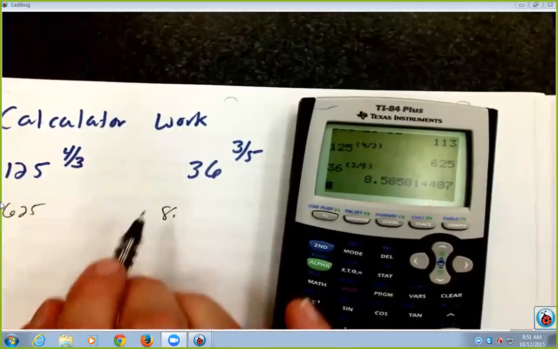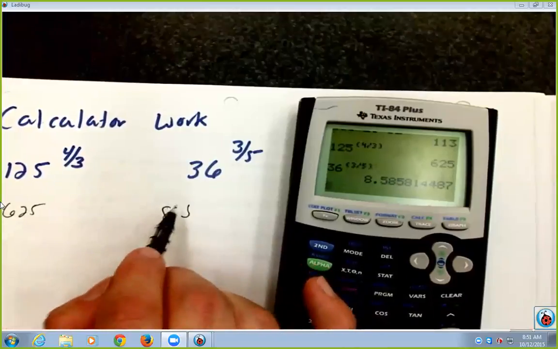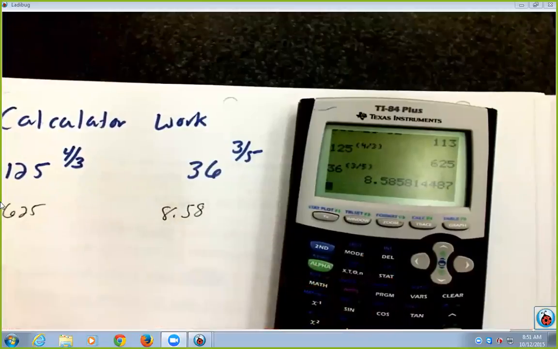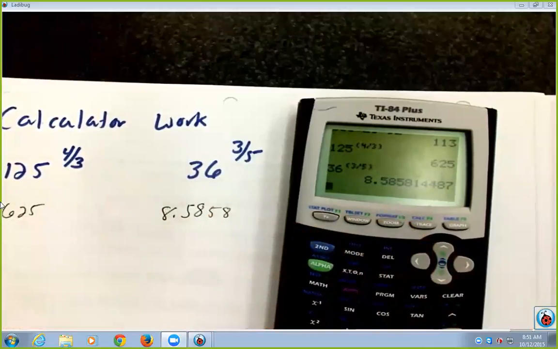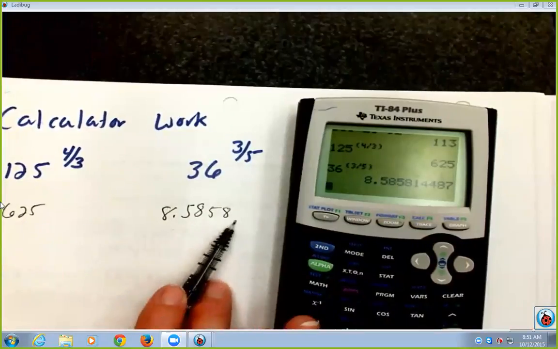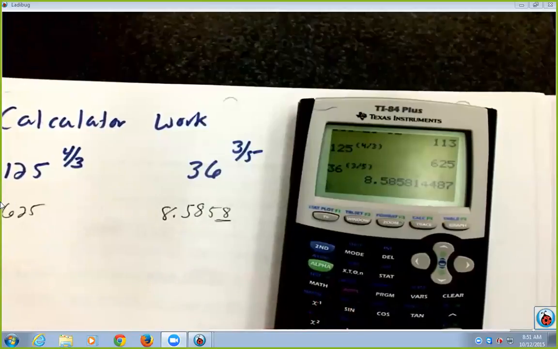It's 8.5, 8, 5, 8, if I round to the nearest 4 decimal places. And a lot of times they ask you to round to 4 decimal places, so that's what that one becomes.